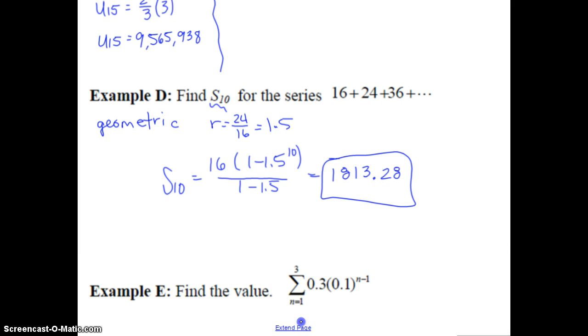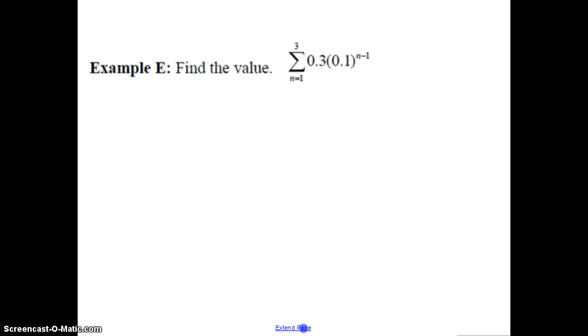I have one more problem for us to take a look at. Now, when I look at this one, it's written in yet another way. This is using our summation notation, which basically is just saying, find S sub 3, the sum of terms 1, 2, and 3. To do this, I need to decipher what this part is saying. Well, this is my explicit formula, and in order to use my S sub n formula for a geometric series, I need to know my first term, and I need to know my ratio.